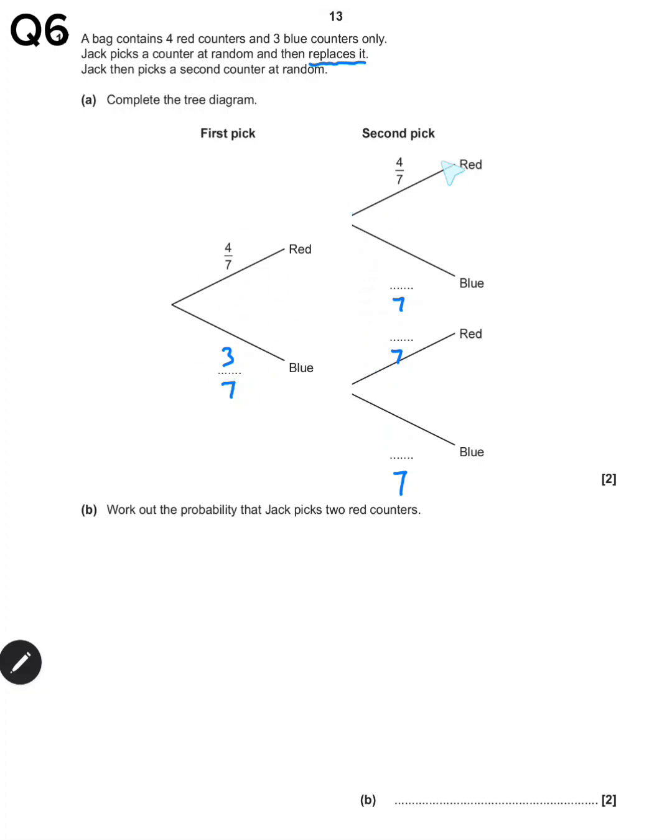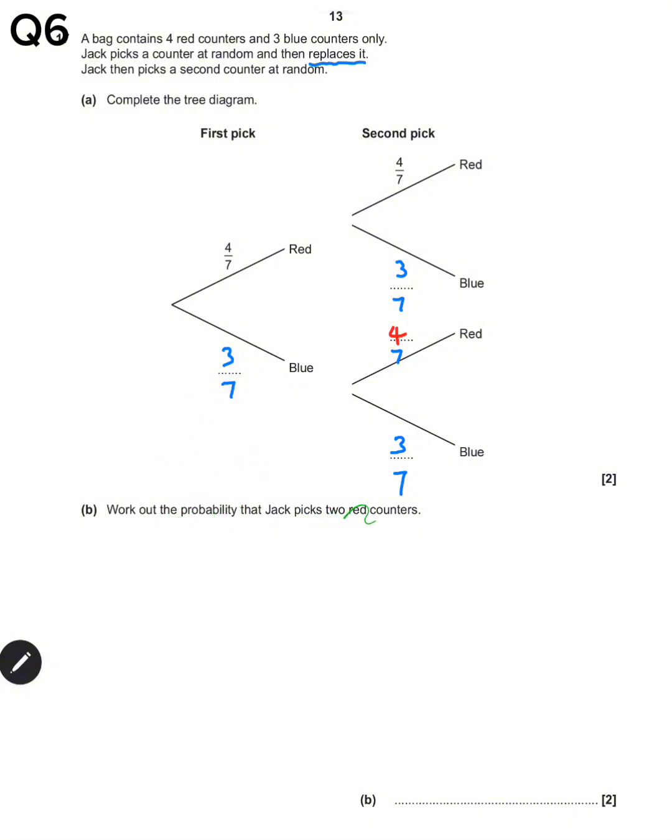And then these branches are just going to repeat up here. So 4 7ths and 3 7ths. And then it will be the same down here. We're going to have 4 7ths for red and 3 7ths for blue. These branches match the start.